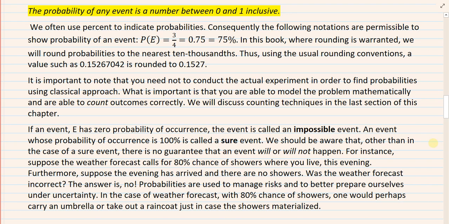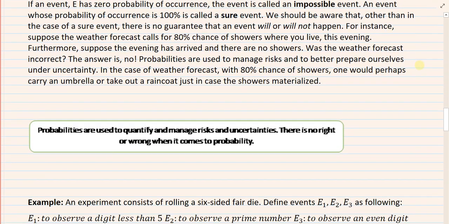So, the probability is very dismal. That doesn't mean nobody's going to win. Sometimes people win the lottery, right? So, it just gives you the expectation, and you can sort of be prepared for it. And in other instances, people can manage uncertainty under these conditions. So that's what I have here. Probabilities are used to quantify and manage risks and uncertainties. So there is no right or wrong when it comes to probability. That's what I was trying to clarify.